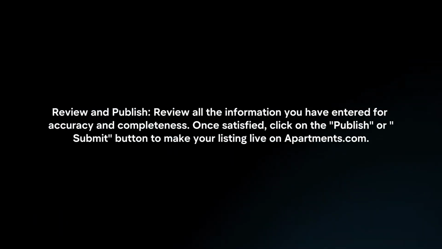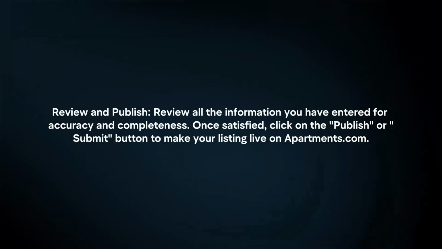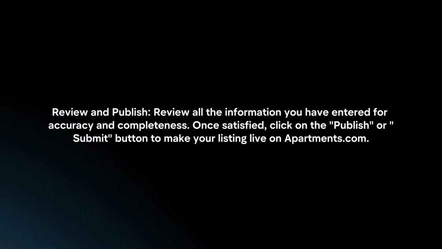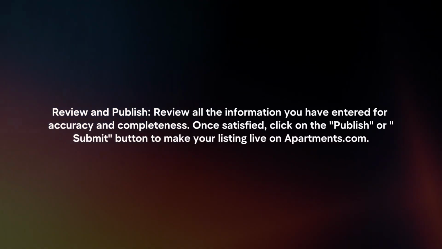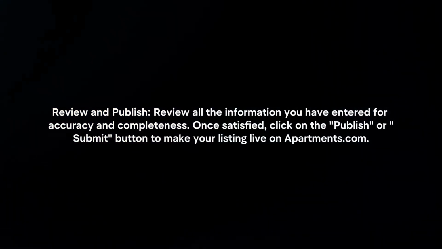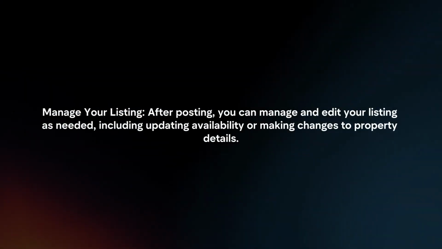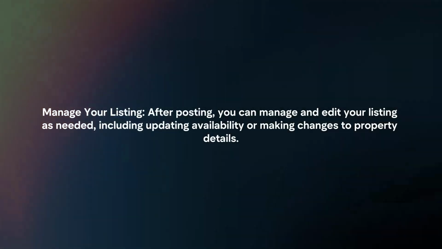Review and publish. Review all the information you have entered for accuracy and completeness. Once satisfied, click on the Publish or Submit button to make your listing live on Apartments.com. Manage your listing. After posting, you can manage and edit your listing as needed, including updating availability or making changes to property details.